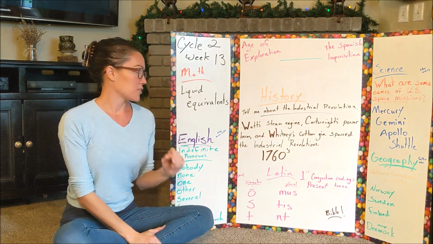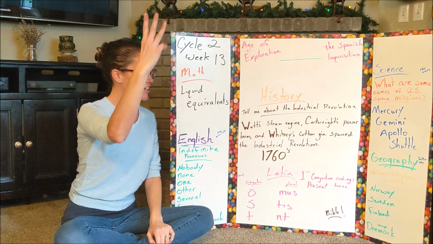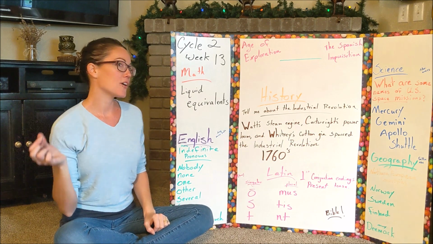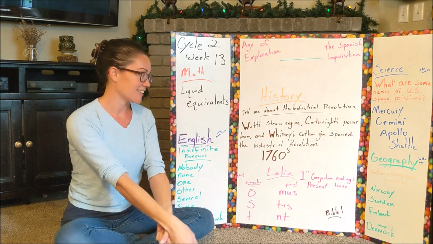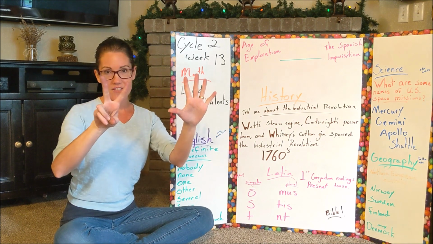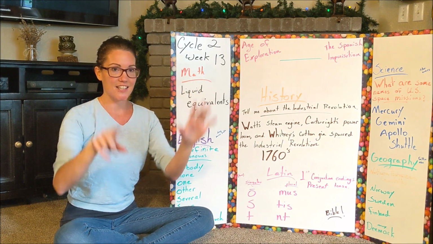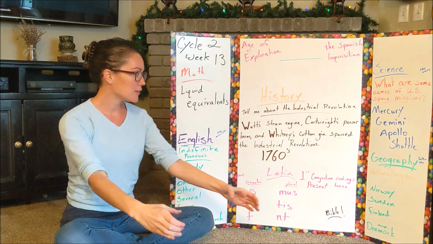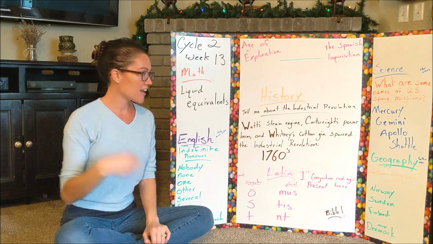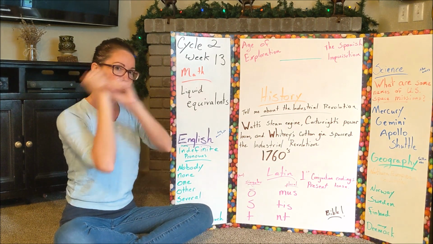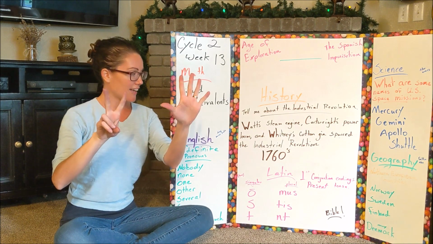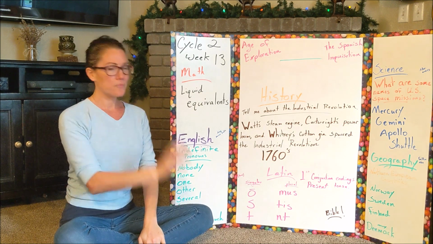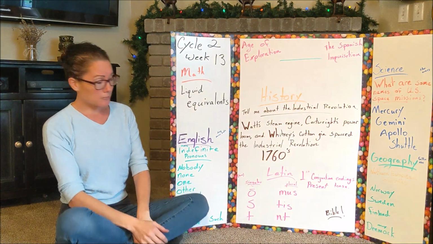Together, tell me about the Industrial Revolution. Watts steam engine, Cartwright's power loom, and Whitney's cotton gin spurred the Industrial Revolution, which began in the 1760s. Woo, woo! Watts steam engine, Cartwright's power loom, and Whitney's cotton gin spurred the Industrial Revolution, which began in the 1760s. Woo, woo!